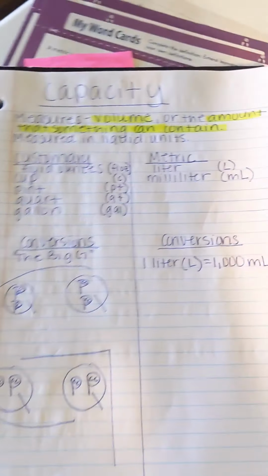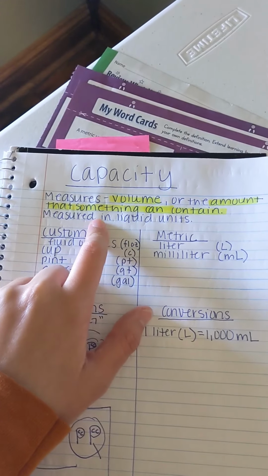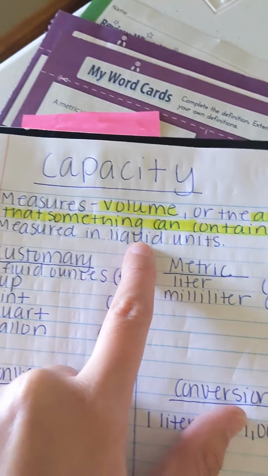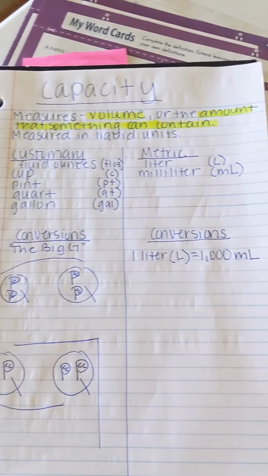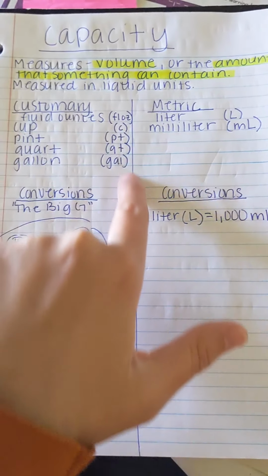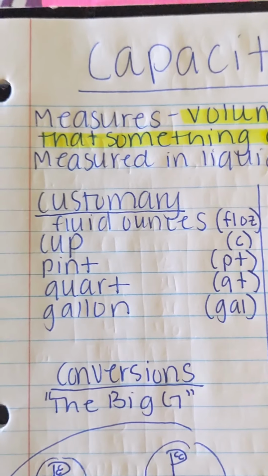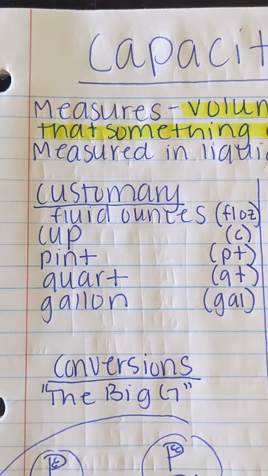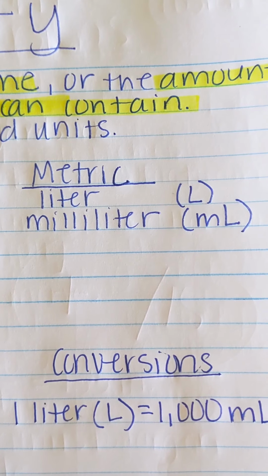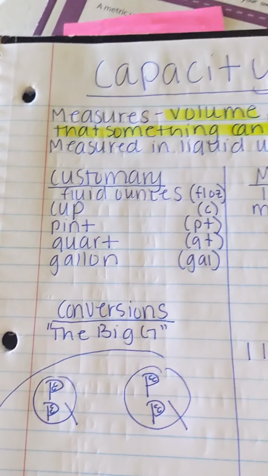So in your notebooks, capacity's definition: it measures volume, or the amount of something that is in a container, how much it can contain. And it's always measured in liquid units. So in your notes, you're going to write that at the top under your title. I divided the rest of my page after that definition straight in half. One side for customary, which remember, is what the United States uses as their measurement system, and then the metric system, which is what everybody else uses. So divide that in half, and we are going to write some different units of measure for each.